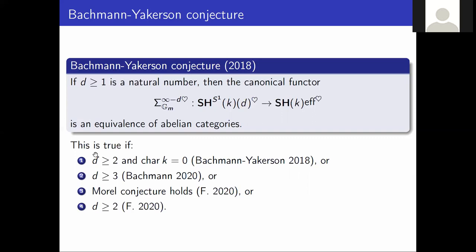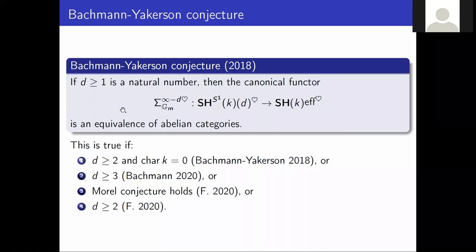First, they proved that the result was true for D greater than two in characteristic zero. This year, last July, Bachmann proved that the conjecture was true for D greater than three in all characteristics, except that I still need to assume that K, the base field, is of characteristic different from two, and maybe infinite, but that's not really important.